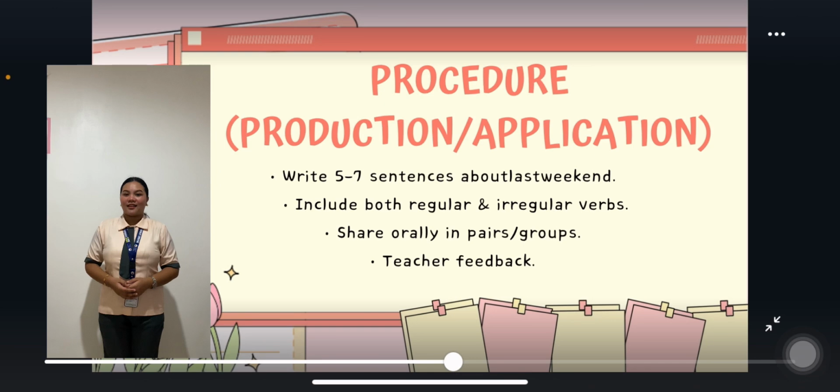After practicing, students will write a short paragraph of 5 to 7 sentences about what they did last weekend. They should include both regular and irregular verbs. Once finished, they will share their story with a partner or group. I will then give feedback on both their grammar accuracy and their confidence in speaking.